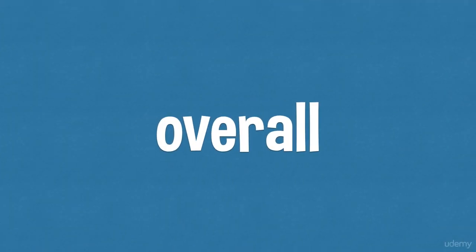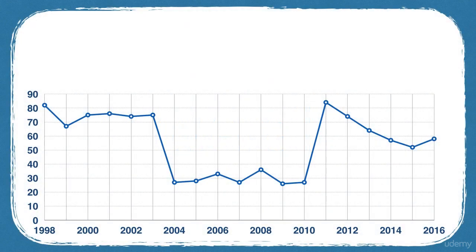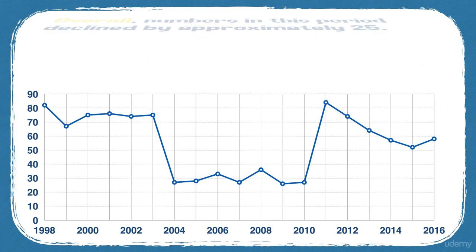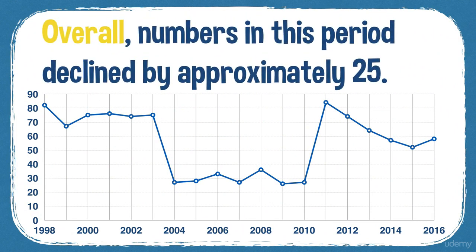Your next word is overall. Overall is a way of talking about the whole graph, the whole picture, the whole trend. So you talk about the entire graph with overall. So for example, overall, the numbers in this period declined by approximately 25. That's from 1998 to 2016.